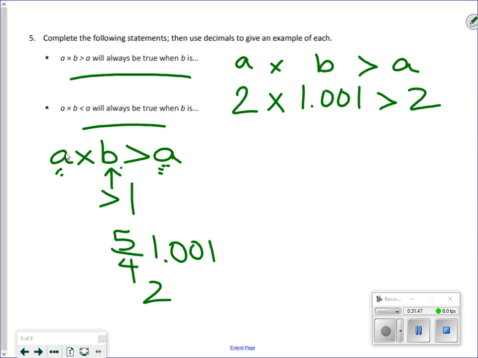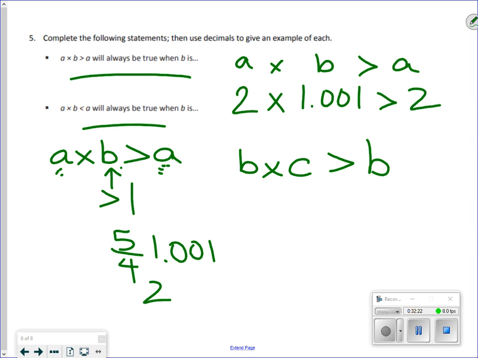Yes, Mia? I can do X times Y is greater than X. You can use any letter, but they tend to like A and B and C because they're in the front. X, Y, Z, doesn't really matter. L, M, N, it really doesn't matter. They just use letters.